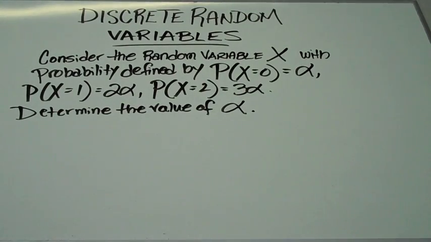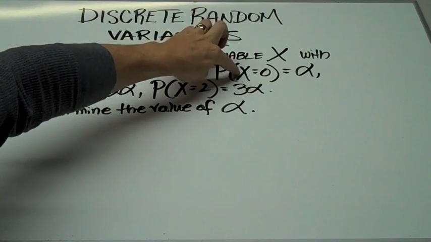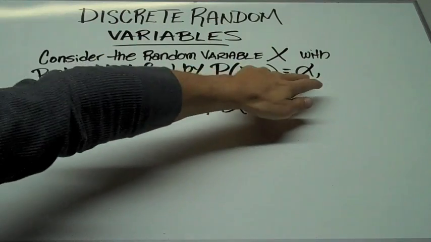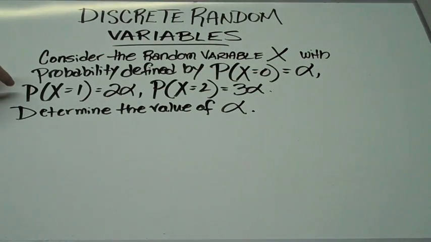Here's our second example involving discrete random variables. Consider the random variable capital X with probability defined by: the probability that our discrete random variable equals 0 is alpha, the Greek letter alpha. The probability that it equals 1 is 2 alpha, and the probability that it equals 2 is 3 alpha. Determine the value of alpha.